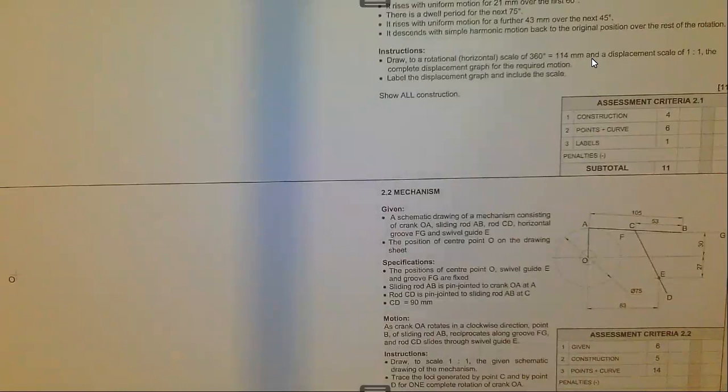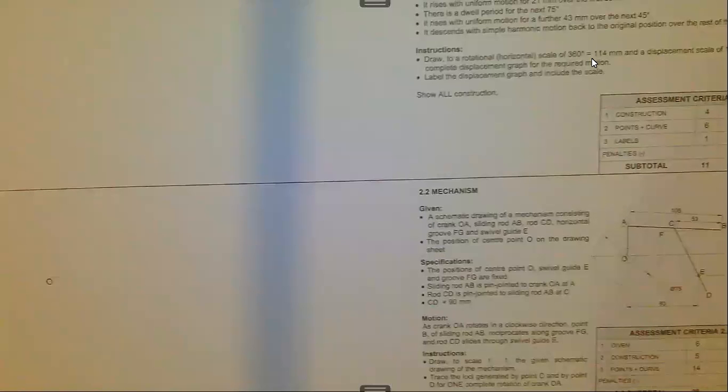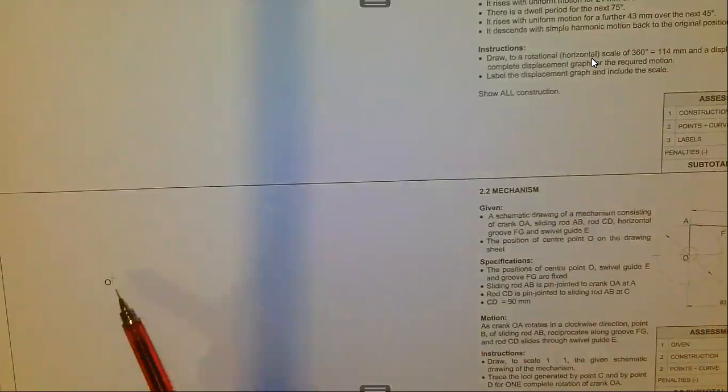Draw to scale 1:1 the given schematic drawing of the mechanism and trace the loci generated by point C, which is point C here, and by point D, for one complete rotation of crank OA. Right. So now what we want to do is go to the point that has been given.